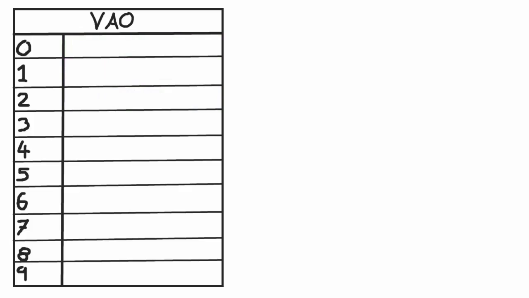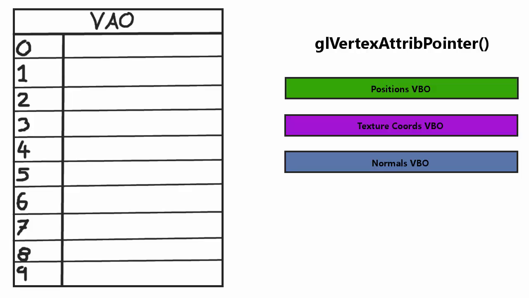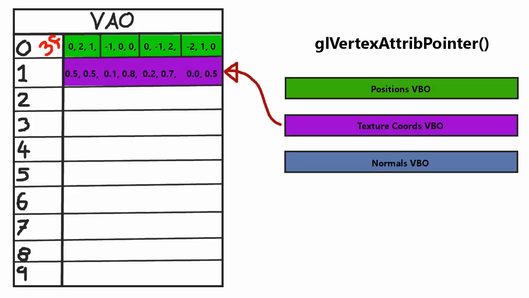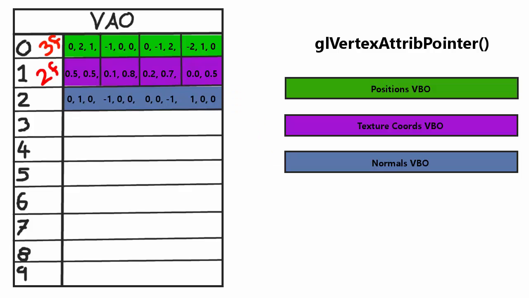If you remember, we stored data in the attribute list of the VAO from VBOs using the glVertexAttribPointer method, where we indicate how many floats each bit of data has. So we might store a load of 3D positions in attribute list 0 of the VAO, and we would indicate that each position has 3 floats. And we might store some 2D texture coordinates in attribute list 1, and we would indicate that each bit of data uses 2 floats, and we might also store some normal vectors as well, indicating that each one requires 3 floats.